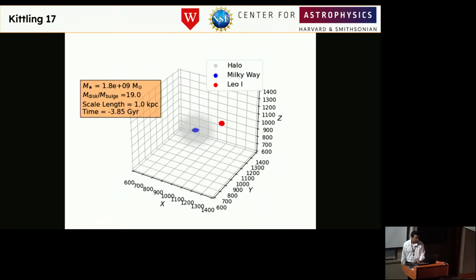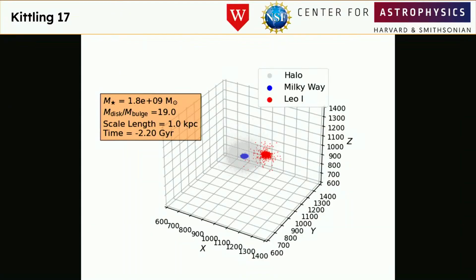Here's another movie. This is the movie assuming that Leo 1 is on the M star relation. So if we look at this, you see that it still gets stripped, which is pretty cool. I enjoyed that.